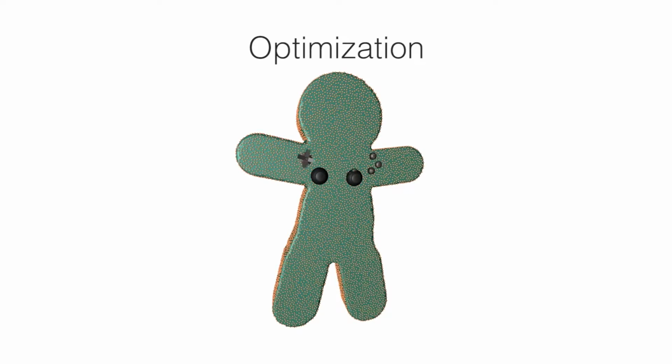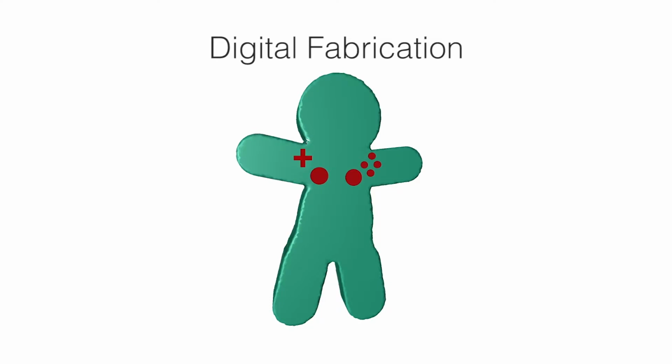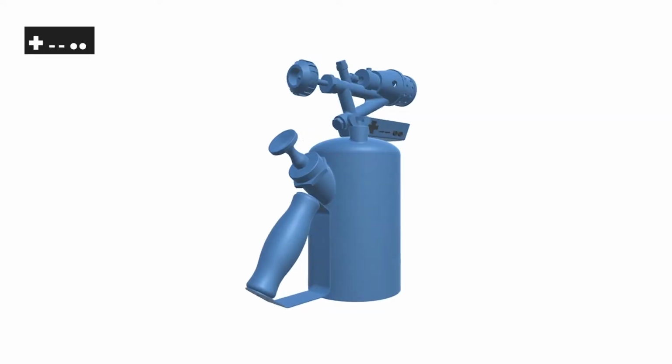Here we see the iterative update of a gamepad's buttons into an optimized arrangement on a 3D mesh. The subtraction operation of CSG is used to trim the mesh accordingly. The digitally fabricated model is ready for 3D printing.